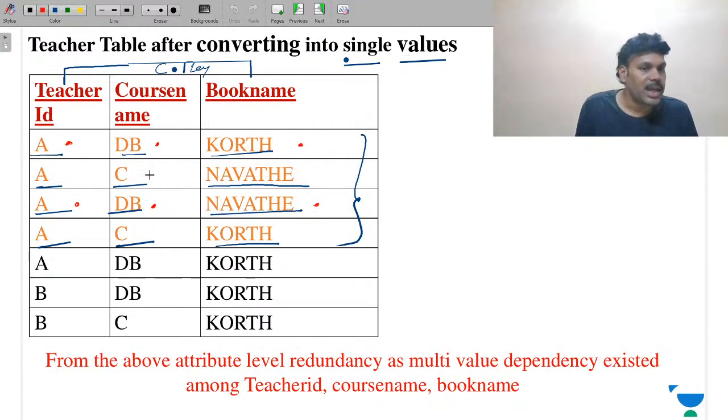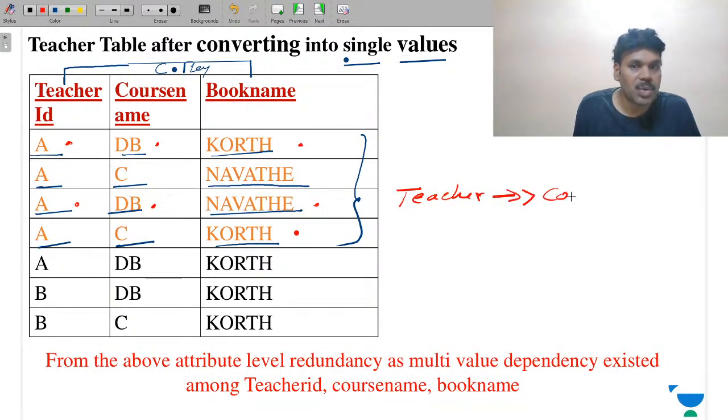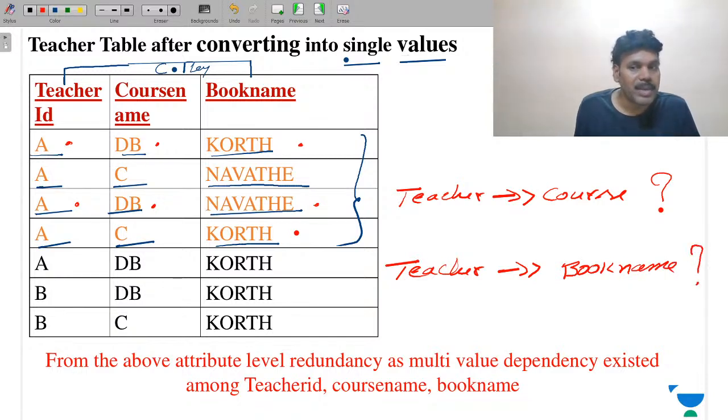Please observe. A teacher name is Navati ones, and a course name is Korth ones. Okay, friends. Now, after mapping, you observe carefully. Does teacher imply course? And next, does teacher imply book name? Are there multi-value dependencies between these attributes?